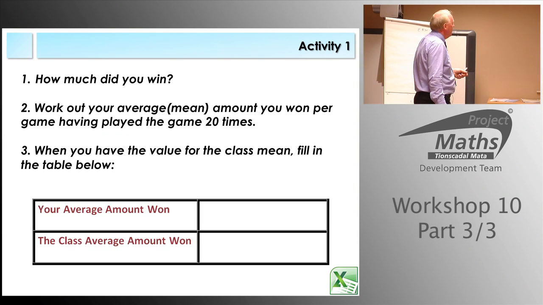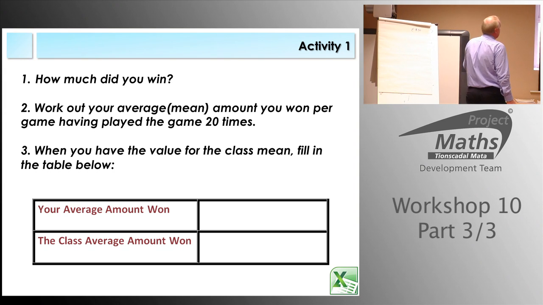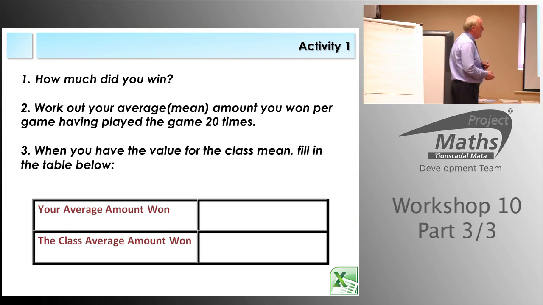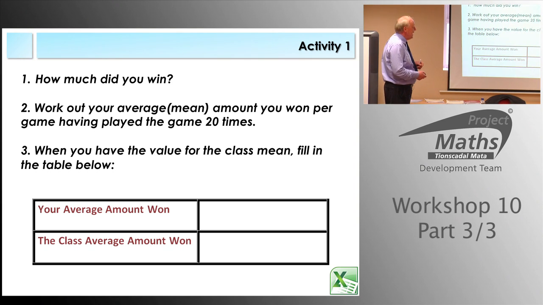So the question we're asking now is, how much did you win? Maybe 340 or 680 or whatever you won, and then you divide it by 20. Work out your average over 20 rolls, that's fine. Now, when you have the value, fill in the table below with your average and the class average.